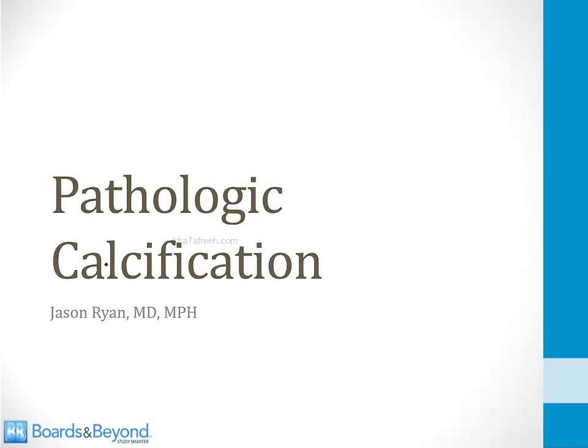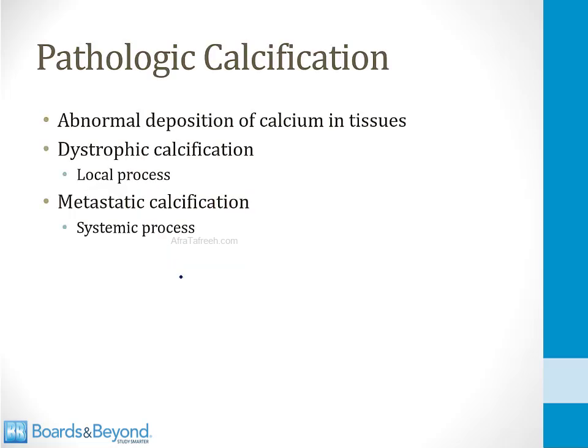Hi, everybody, and welcome to our module on pathologic calcification. Pathologic calcification is the abnormal deposition of calcium in tissues. Calcium is normally found in our bones, but when calcium starts to deposit in the heart or the liver or the pancreas, this is called pathologic calcification.